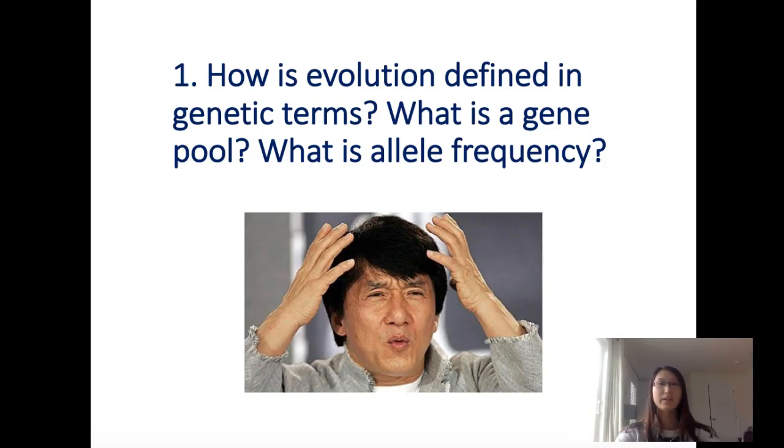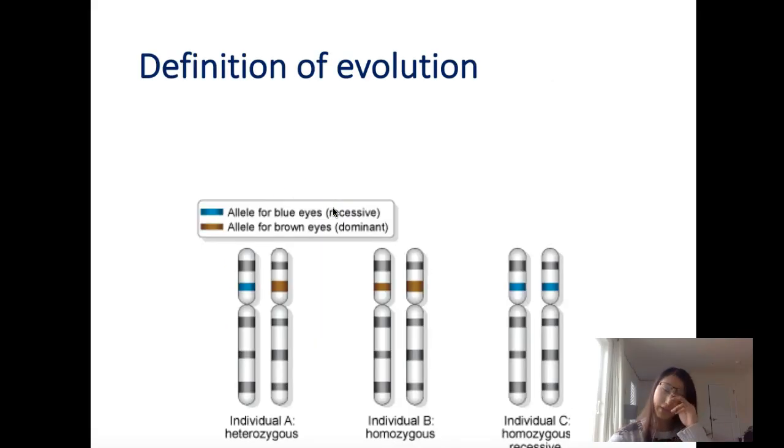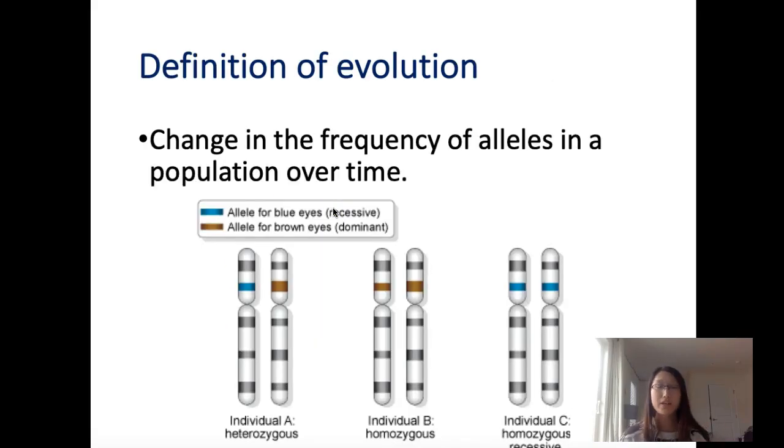In this video, we're first going to address how evolution is defined in genetic terms. We can say that evolution is change over time. It's species coming up and going extinct, but we can also define it in genetic terms. So the definition of evolution is change in the frequency of alleles in a population over time.